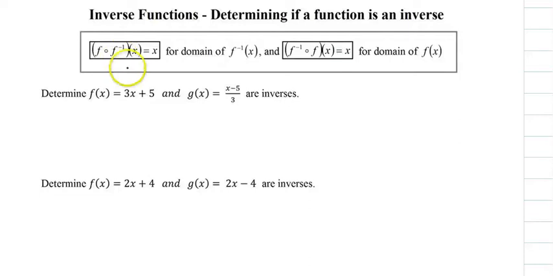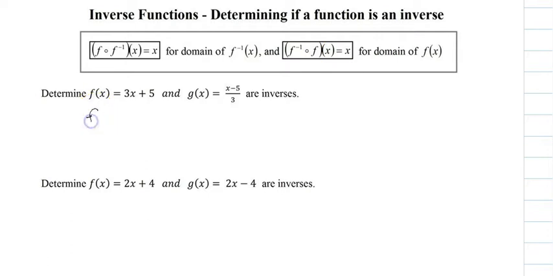Right, these are the rules to determine if a function is the inverse of another function. In order for it to be true, if you take what we think is the inverse and input it into the function, it will give us x for the domain of that inverse. And if you use the domain of that function, plugging it into the inverse, it will also give you x. So that's all you have to do.